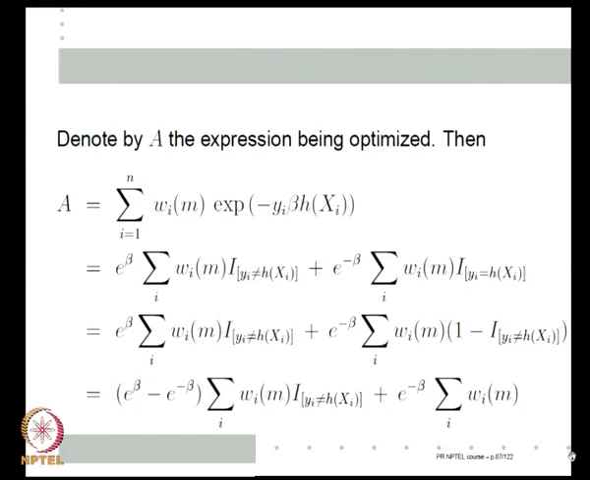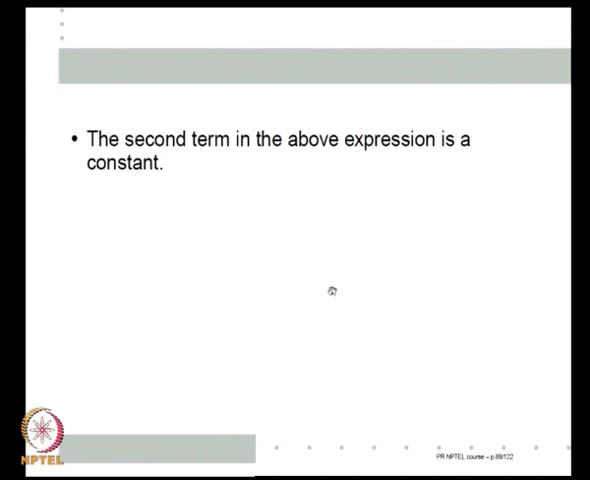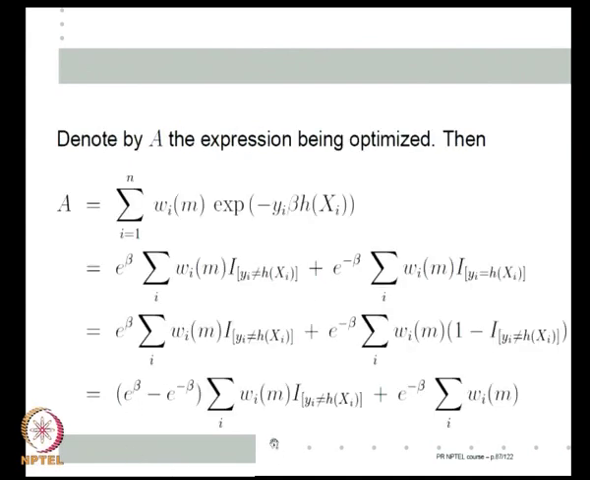This of course does not depend on h. So, to minimize over h, I only need to minimize over this. Even here, as long as beta is positive, e power beta minus e power minus beta is a positive quantity, so it does not affect my minimizing. So, minimizing this whole expression over h is the same as minimizing only this expression over h. That is the result we are looking for, right. The second term in the above expression is constant, hence for a fixed beta greater than 0, optimizing the above over h gives us h_m equal to arg min over h of the sum over i equal to 1 to n of w_i^m times the indicator y_i not equal to h(x_i), right. That is this term. This is what we wanted to show.